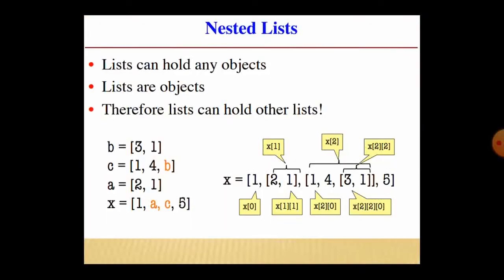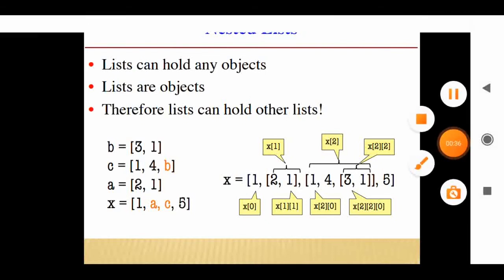Nested list. What is the meaning of nested list? A list that has one or more lists as its elements is called what? Nested list. A list inside a list is called a nested list. A list can hold any object, including another list. Therefore, a list can hold other lists also. We'll see an example of this.